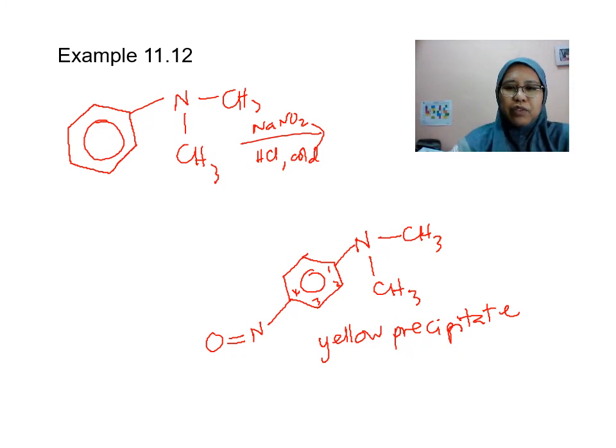Here is example 11.12. Given to you is a tertiary aromatic amine where we have 1,2-methyl and a benzene ring attached to N. So this is an aniline. React with nitrous acid, and we're going to form this compound where, as you can see, 1, 2, 3, 4, the para position has a substitution of N double bond O. This compound is a yellow precipitate solid.